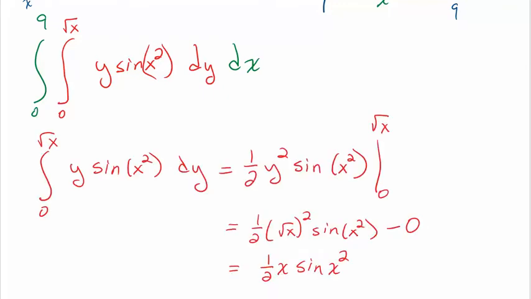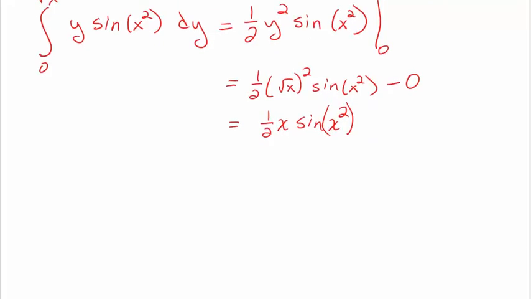All right, so for this inner integral, this red part, you should have gotten 1/2 x sine x squared. Okay, so now what we need to do is integrate that from 0 to 9 dx. All right, so if you want to pause the video and give that a try, you can. I'm going to talk through this one a little bit. You might want to fast forward if you think you've got this.